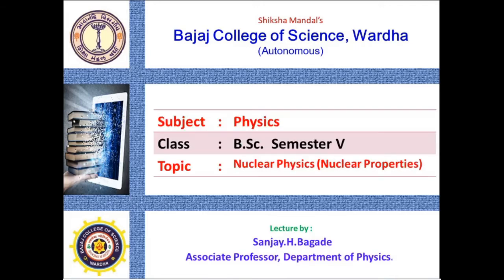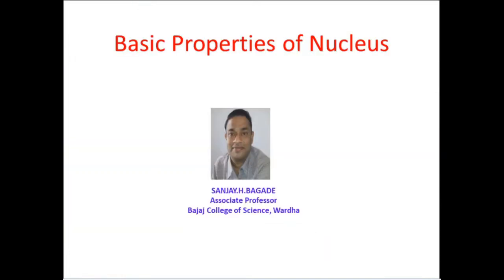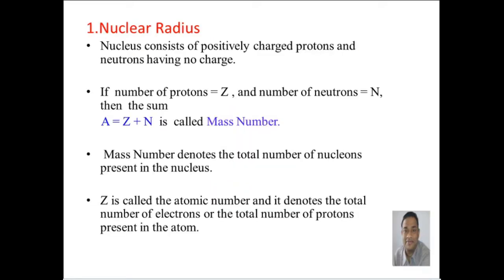The topic of today's discussion is nuclear physics, and in that we are going to see the basic properties of nucleus. We all know that an atom consists of positively charged nucleus at the center with electrons revolving around it, and a nucleus consists of positively charged particles called protons and neutrons having no charge. They are electrically neutral.